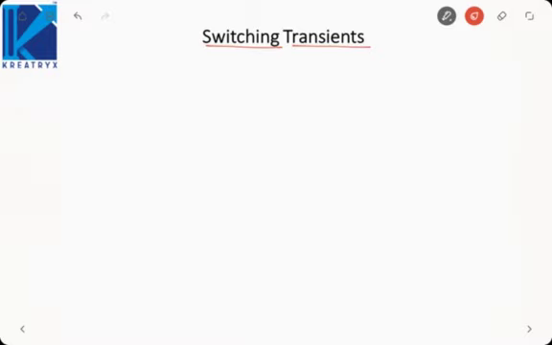So the same is the case with a transformer. Whenever we switch on the transformer, there will be some transient behavior observed which will last for a short duration, and it will go away after the steady state is reached. That is called switching transient. Usually this is studied when the transformer is switched on.